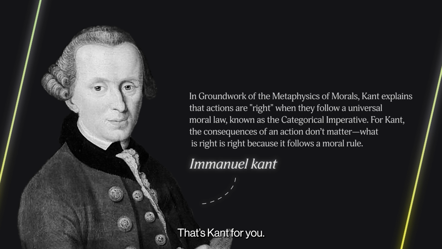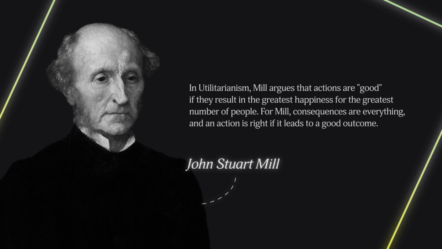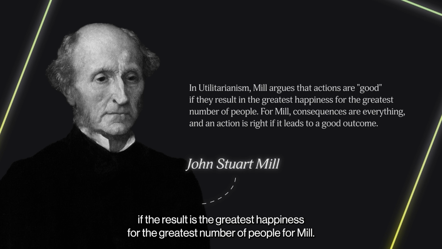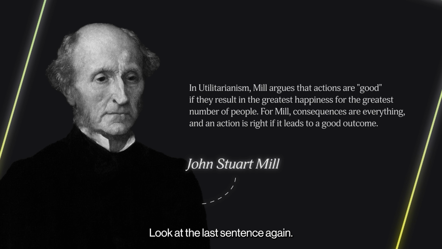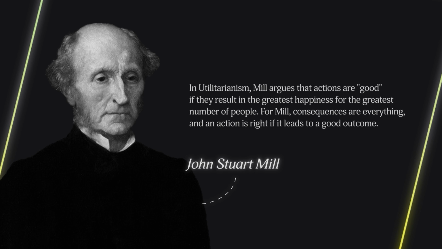That's Kant for you. Following Kant is the obvious J.S. Mill. In Utilitarianism, Mill argues that actions are good if they result in the greatest happiness for the greatest number of people. For Mill, consequences are everything, and action is right if it leads to good outcome. Look at the last sentence again. Action is right if it leads to good outcomes.